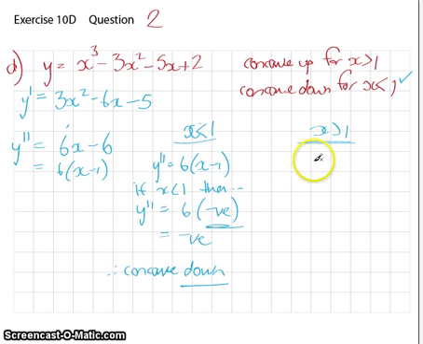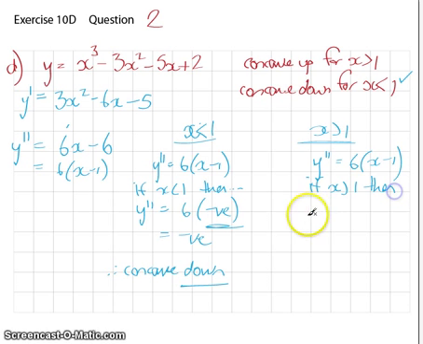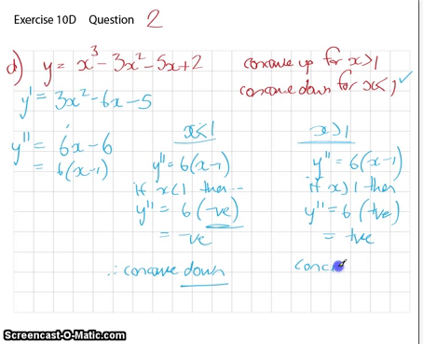X greater than 1. So we say if x is greater than 1, then my derivative is 6 times, and if something that's larger than 1 I take 1 away, it's going to be a positive number. So that's positive, so therefore it's concave up. That shows that one.